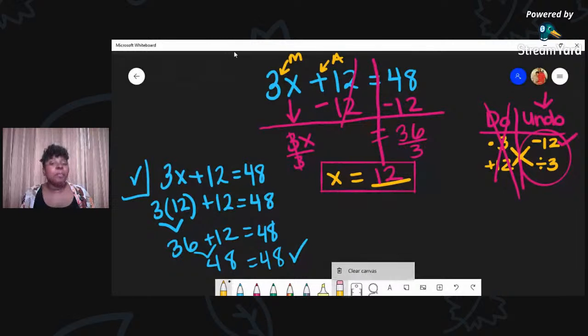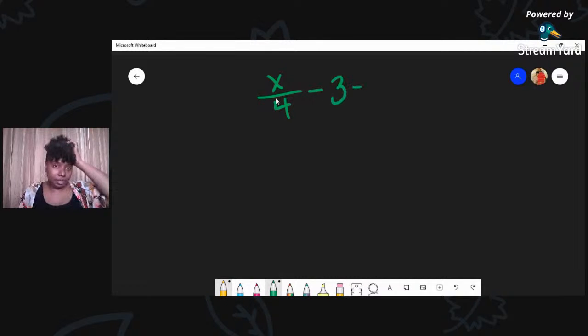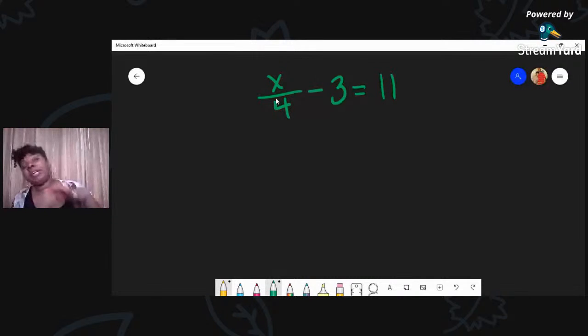We're going to try one more, this time with a subtraction and also a division. We haven't done any division, so let's try that one. So we have x divided by 4 minus 3 equals 11. X divided by 4 minus 3 equals 11.